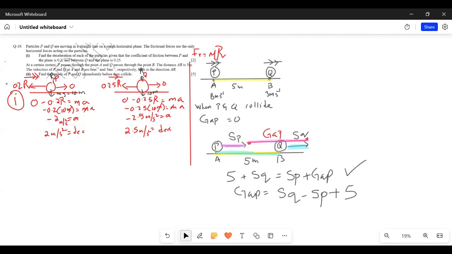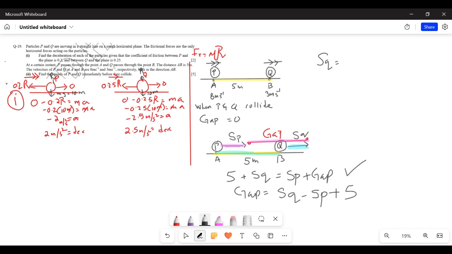So the equation for the gap between the two particles at any time t will be equal to the distance covered by Q minus distance covered by P plus the initial gap 5. Okay, so let's form an equation for SQ and SP. Let's talk about SQ first.